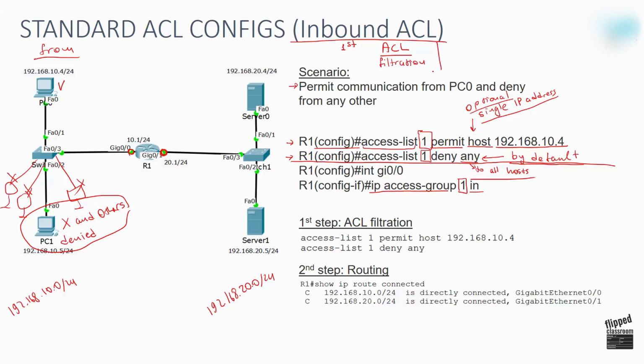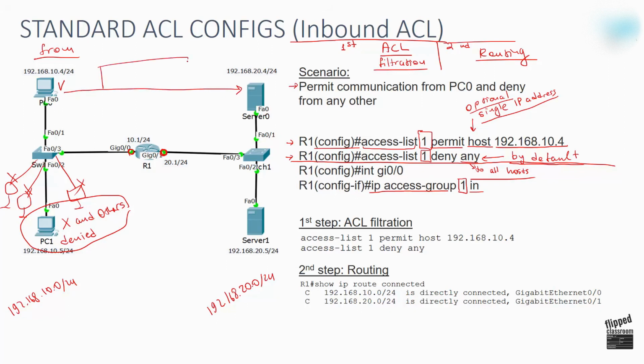And the second job which will be done by the router is routing. It's like, you know, our router has two network addresses and our routing table is looking like this. Okay, so the first step, our packet is coming from PC0, so let's say from PC0 to server 0.